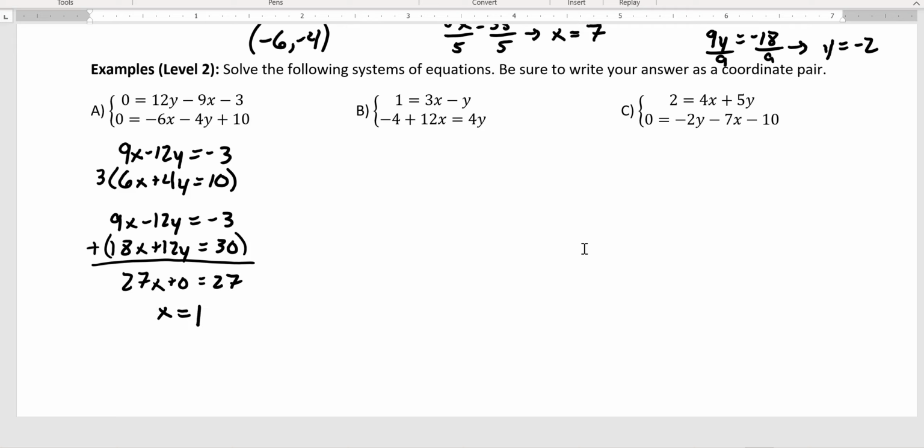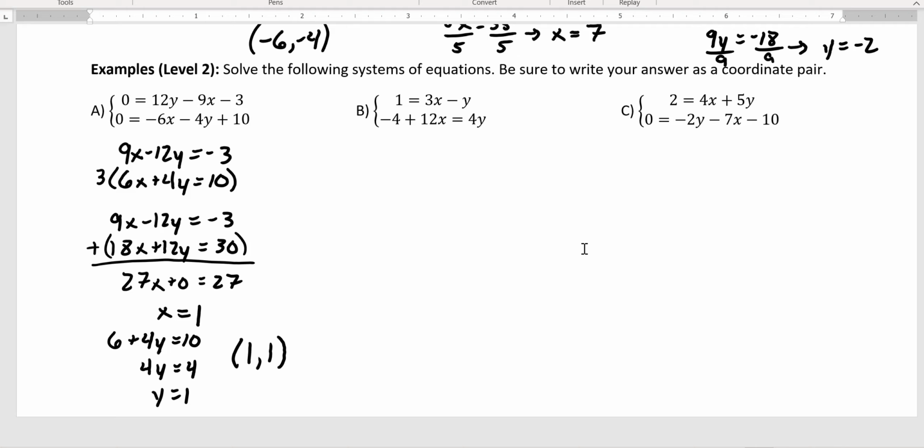X equals 1. Now that I know x is 1, I can plug that into one of my equations from up top. We can do this 6x plus 4y equals 10. So that would be 6 plus 4y equals 10. Subtract 6, so 4y would equal 4, which means also y equals 1. So my solution here would be 1, comma 1.